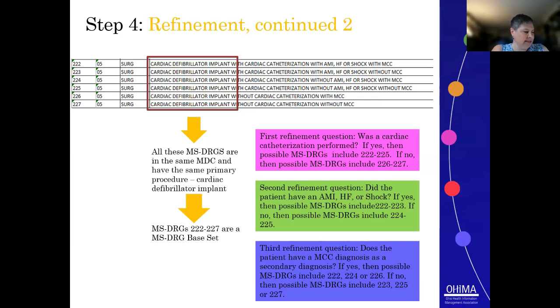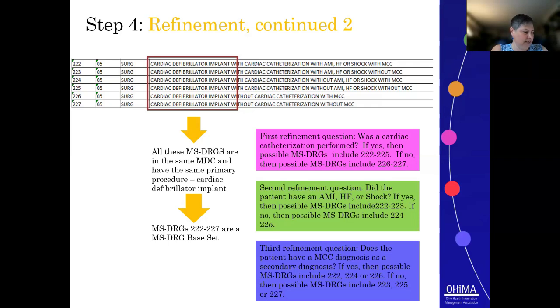The second refinement question: did the patient have acute myocardial infarction, heart failure, or shock? And the answer is yes. Our patient had acute myocardial infarction, or a heart attack. And so we can narrow our MS-DRG choices down again to 222 to 223, right? The first 2 in the table at the top of the slide, because our patient did have a heart attack.